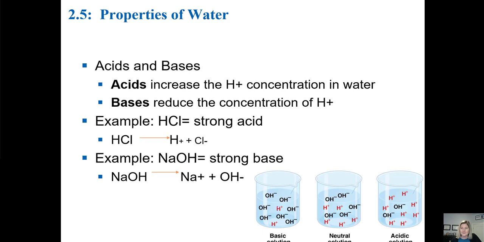In the basic solution, notice the hydrogen ion concentration. It's going to be less. So here, I'll do it right above. It has less hydrogen ions relative to the hydroxyl ion concentration. So that's going to form a basic solution. An acidic solution is the opposite, when we have greater hydrogen ion concentration relative to hydroxyl. Okay? And then a neutral solution is when they're about equal.